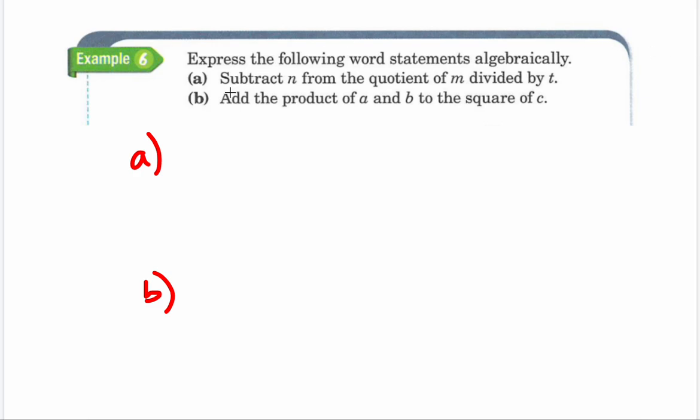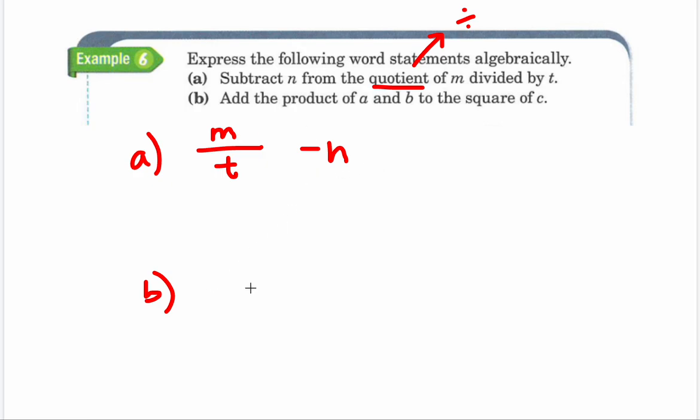So we have to remember our special vocabulary. So subtract n, okay, subtract n from something else. So that's why we're leaving this space in the front here. We're subtracting n from something else. From the quotient of m, quotient means to divide. Okay, the quotient of m divided by t. So we can rewrite it like this. M over t minus n. Subtract n from the quotient of m divided by t. That's a simplified way of writing it.